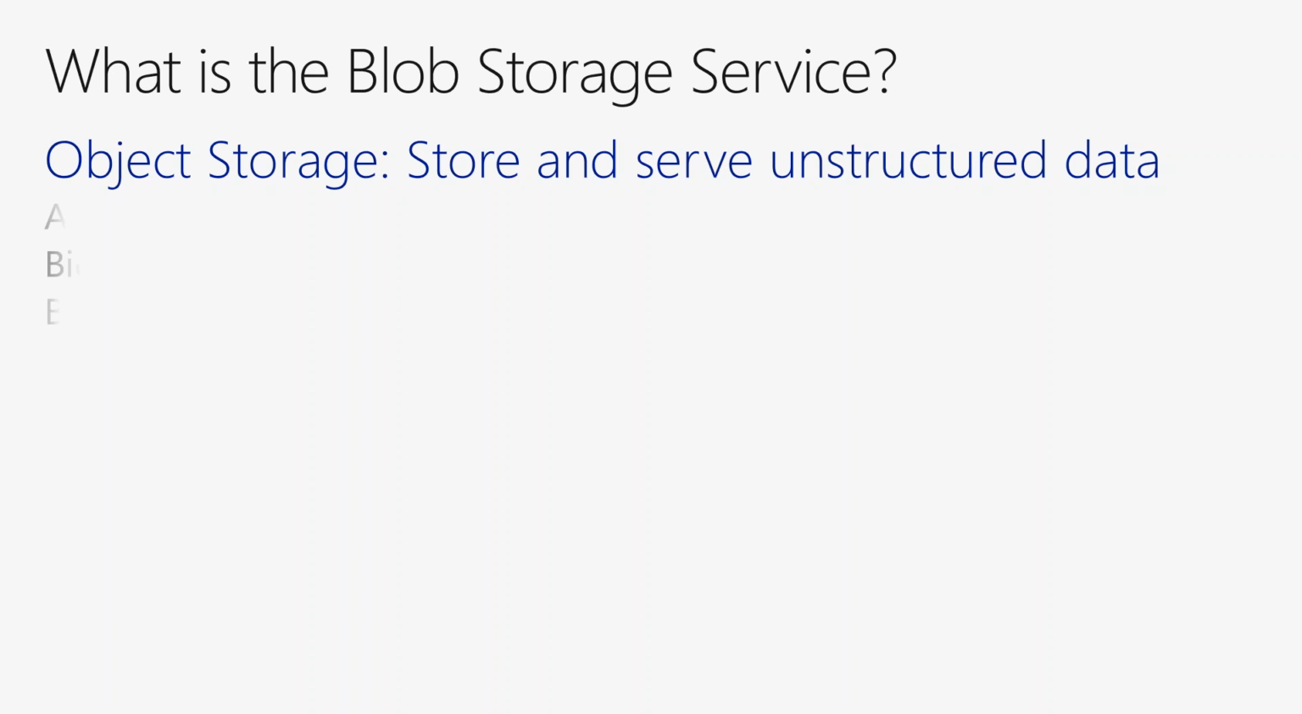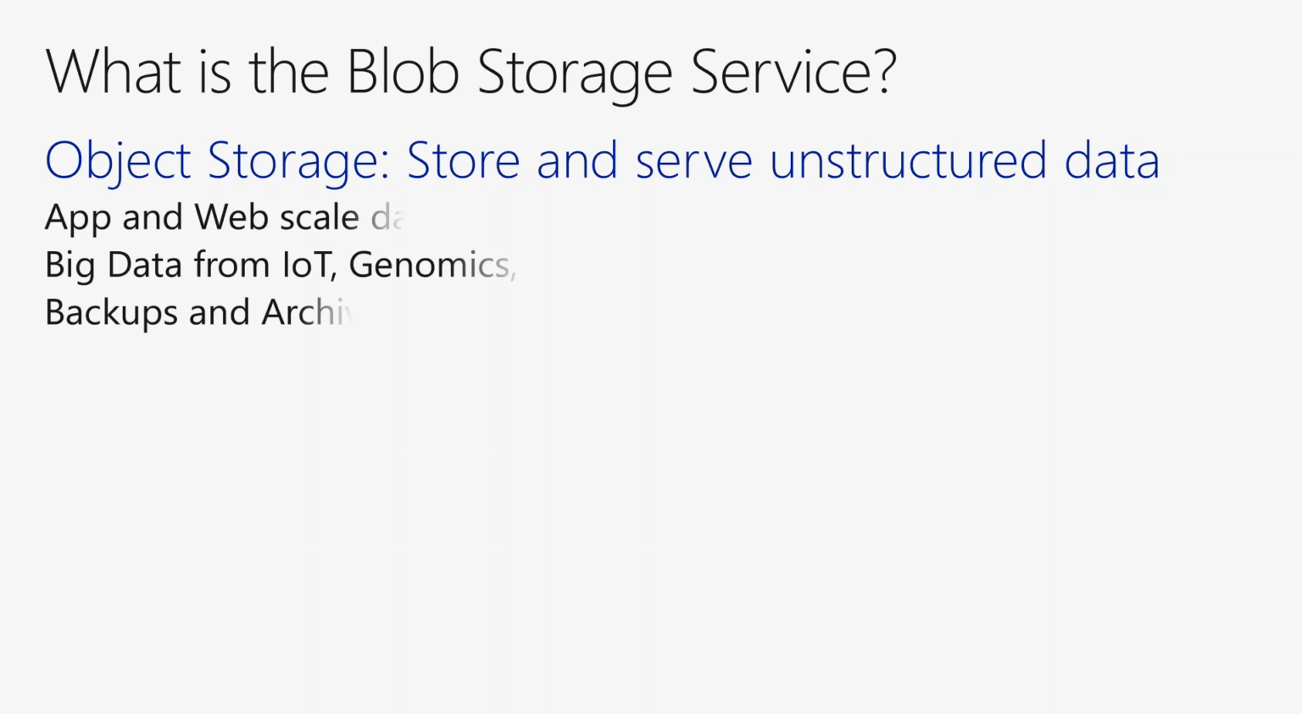What is blob storage, object storage? It stores and serves unstructured data. Unstructured data means app and web scale data, big data from IoT. Diksha was talking about genomics, etc. In genomics, for one human being, more than 13 million records are generated. For that, we definitely require unstructured data.